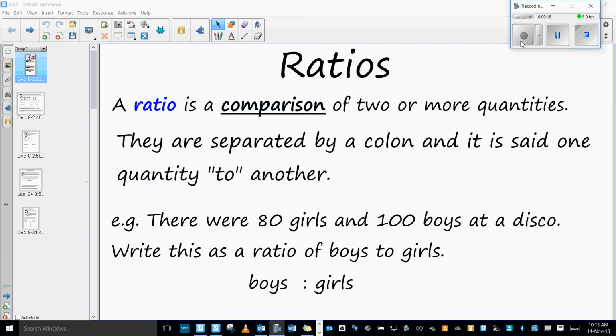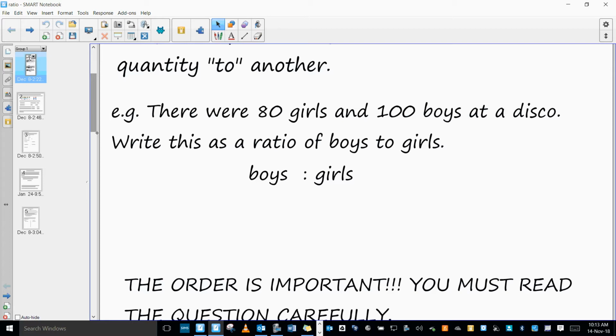So for example, there are 80 girls and 100 boys at a disco. Write this as a ratio of boys to girls. Notice I've written the words boys to girls, just so that's in my head clarifying what's going on. 100. What number would I write under this side? 100. Oh, you didn't fall for it. Such smarties. And then I would write 80. Oh, lovely. So you don't have to simplify, but we are going to go on to simplifying as well.